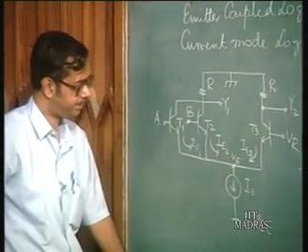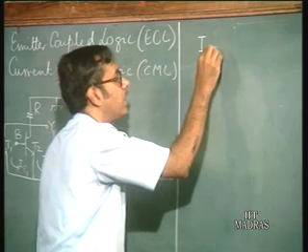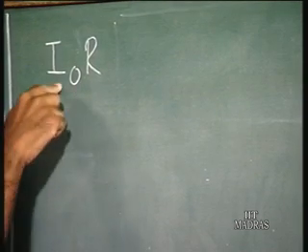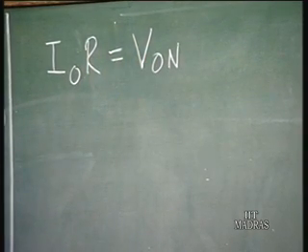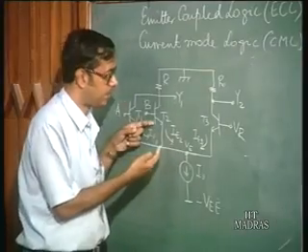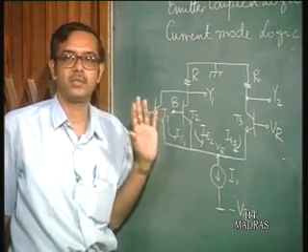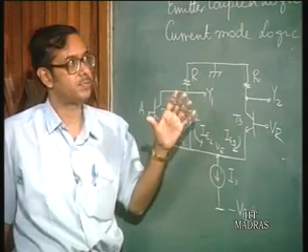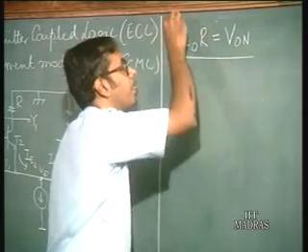Now let us suppose that we choose I0 and R in such a way. I0 is the current source and R is the collector resistance. That the product I0 into R is equal to V on, where V on is the base emitter voltage of a conducting transistor. When the transistor is conducting, the base emitter voltage is V on, that is around 0.7 volts. In some cases in ECL, because these transistors are very small, this V on may be 0.8 volts also. So 0.7 to 0.8 volts. Now let us choose I0 and R in such a way that I0 into R is V on. That is, we have chosen this.